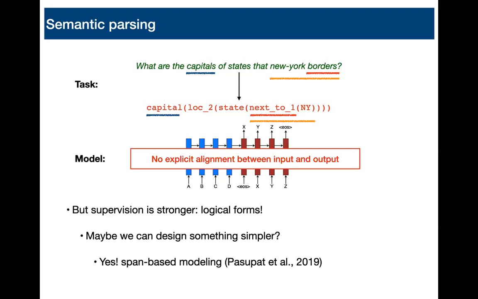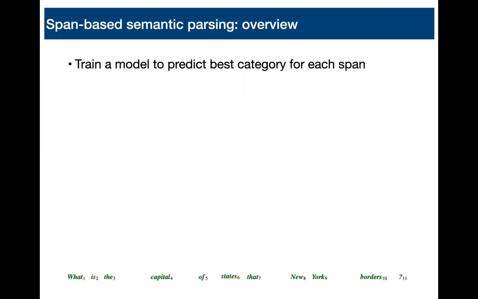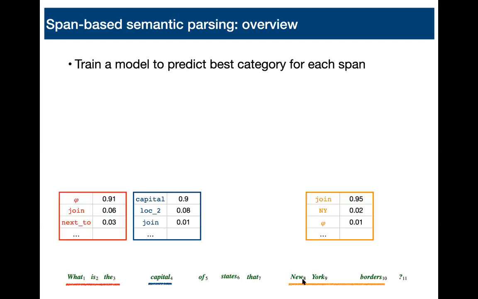Okay, great. So here, though, we have much stronger supervision. We have not only the answer, but the logical form. So we decided to try an even simpler model with a strong inductive bias. So what is this model? It's what's called span-based parsing. And in span-based parsing, you map every span to a finite set of labels. For example, the word capital should be mapped to the predicate capital, which is from the knowledge base. There's a fixed set of predicates. And the span New York borders should map to join.